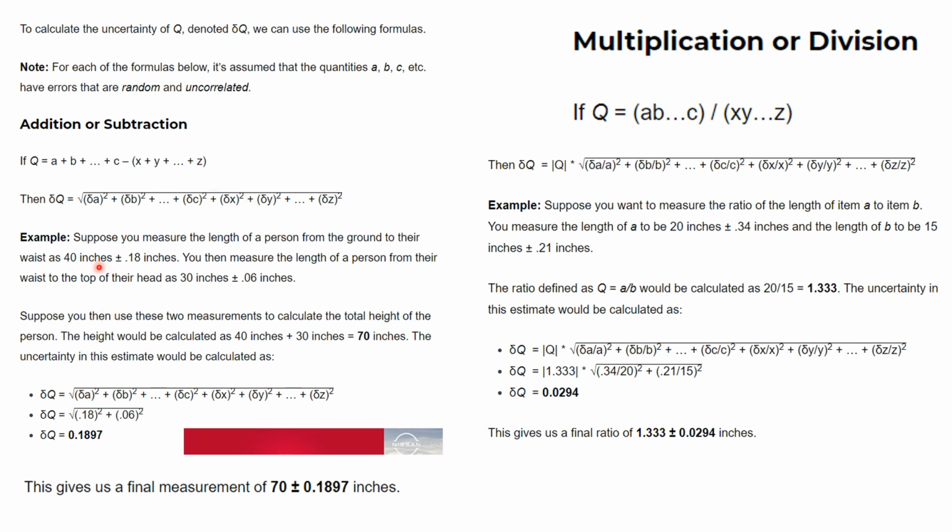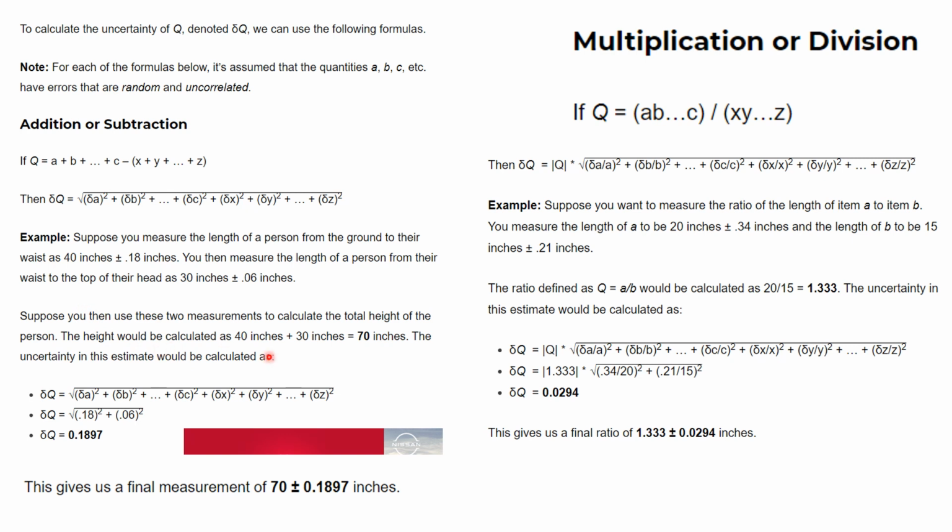And so here's an example. We measure this as 40 plus or minus 0.18 inches, that's the length of the person from the ground to their waist, and then you measure the length from their waist to the top of the head as 30 plus or minus 0.06 inches. You must be using a different kind of measuring device.